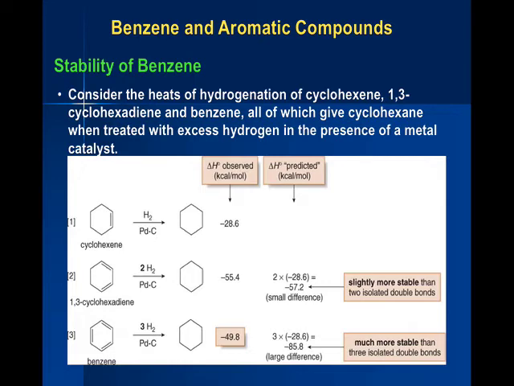Cyclohexene, we can add water across the double bond. We can add bromine across the double bond. We can add HX across the double bond. We can do all those things. We can do none of those things with benzene, or at least not easily. Okay? So benzene has this unusual stability that we call aromaticity.